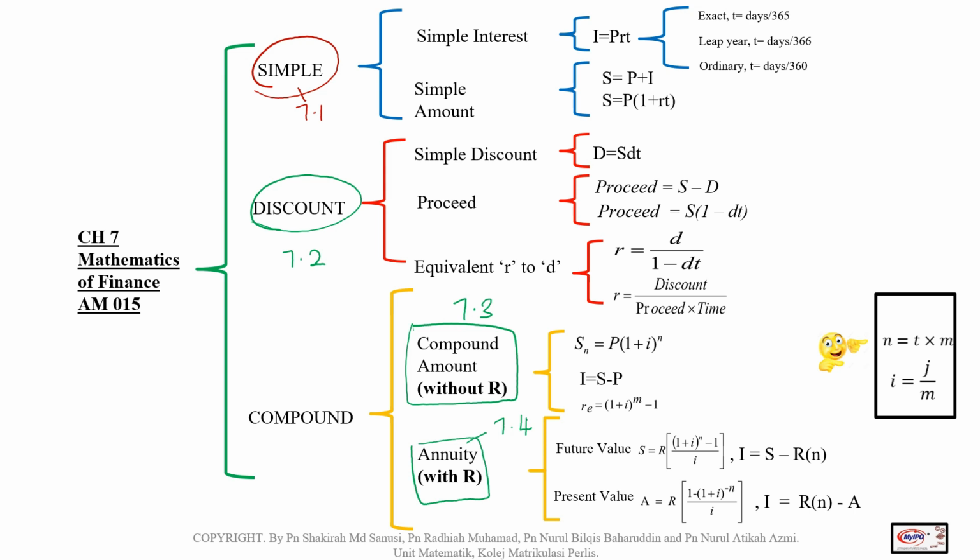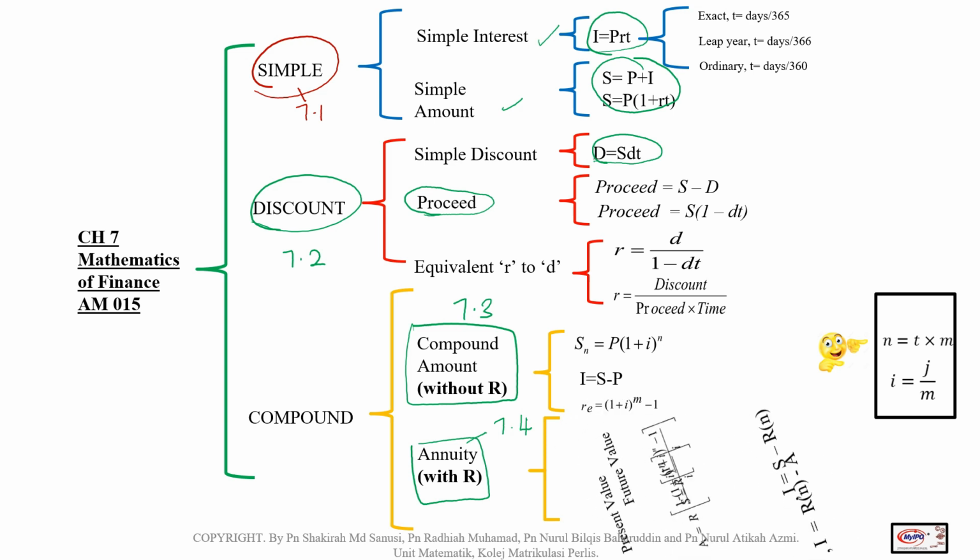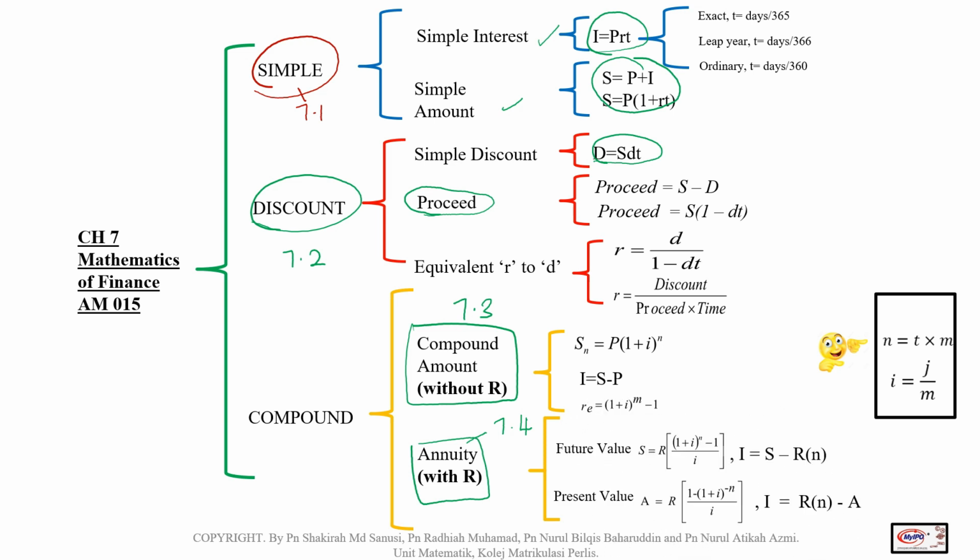given problem. For simple interest, as you already learned in 7.1, these are the formulas. Simple amount, this is the respective formula in order to find the simple amount. And then we have the simple discount represented by capital letter D, and this is the formula. And in 7.2, we also learn about the proceeds. What is the proceeds? The amount that we receive from the bank. And then here we learn about equivalent R to D. So these are the formulas in order to find the equivalent R to D.